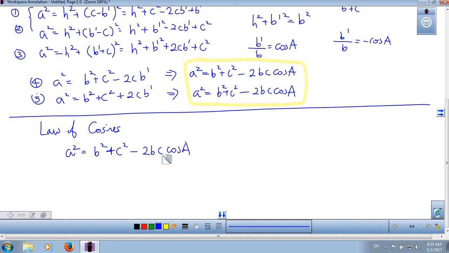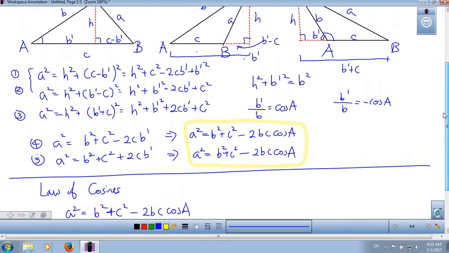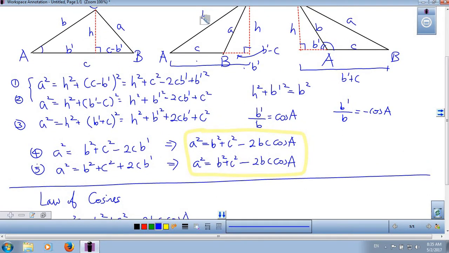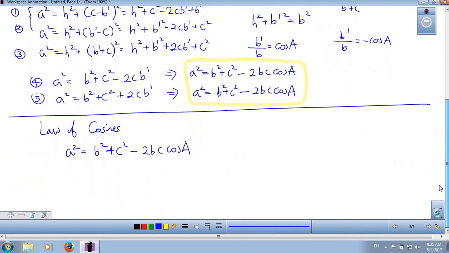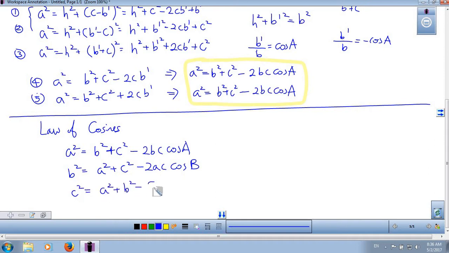See, angle A is included by B and C. If you go back to the diagram here, B and C, they include angle A. So this is the key. Now we can replace A with the next side, which is B, and then we have to replace B with the next side, which is C, and C replaced with the next side, which is A. So basically it's the two other sides and the included angle. For B, it will be side B, angle B, and to solve for side C squared, it will be A squared plus B squared minus 2AB cosine of angle C.